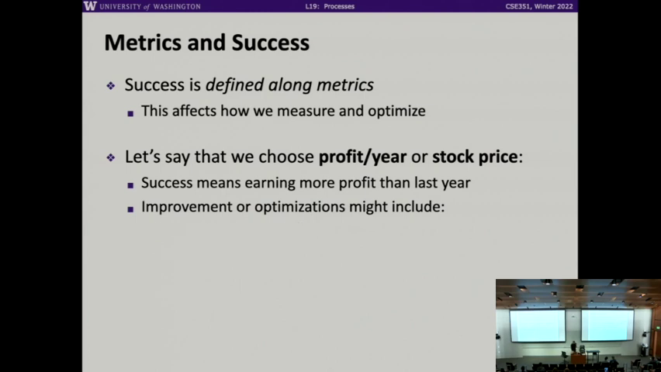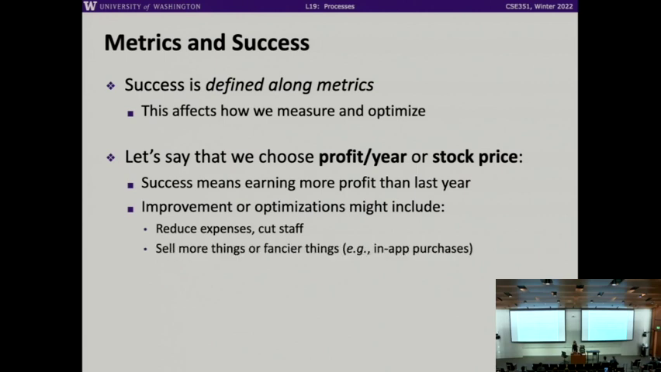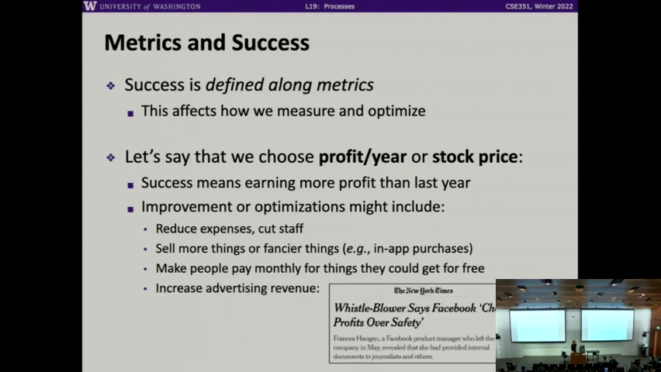If success means earning more profits than last year, we might reduce expenses. We might cut staff. We might try to sell more things or more fancy things. We might make people pay monthly for things they could get for free, hypothetically, of course. We might try to increase advertising revenue and do all sorts of nefarious, I think is my nicest word, nefarious things. Things not necessarily within the common good, but they'll optimize along the metric that we have. And so we'd be more successful, because of the metrics that we chose.